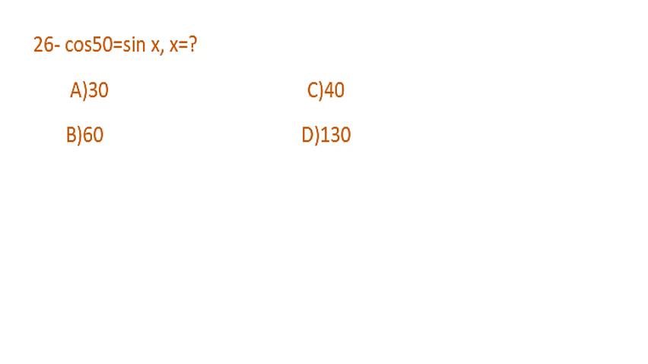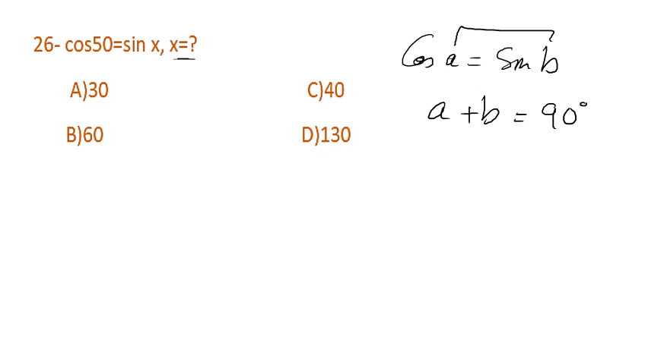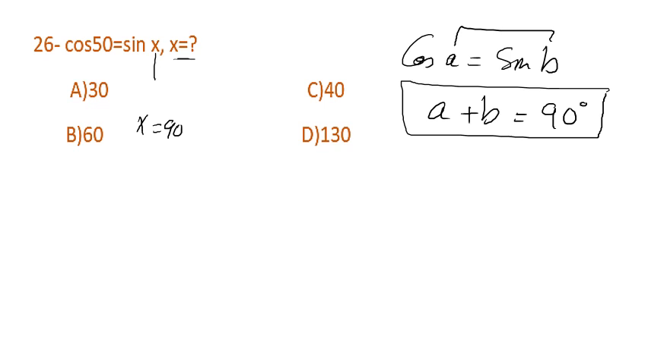Cosine 50 is equal to sine x. So what is the value of x? Cosine A is equal to sine B only in one case, if A plus B is equal to 90 degrees. If their sum is 90 degrees. So the value of x here is equal to 90 minus 50. So it's equal to 40 degrees. So the right answer is C.